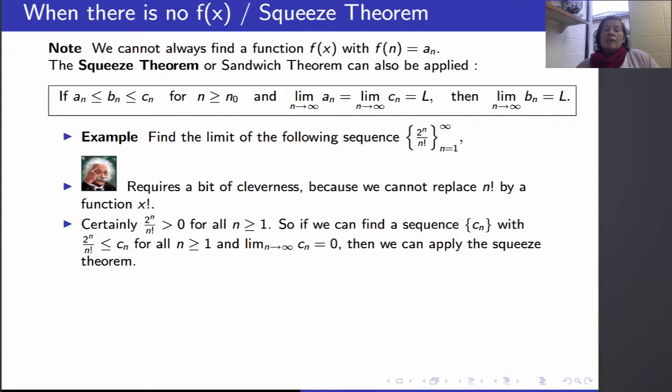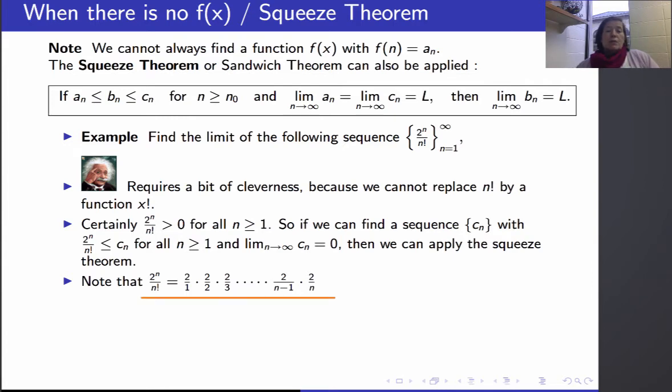2^n / n! is certainly bigger than 0 for all n greater than or equal to 1. So if we can find a sequence c_n where c_n is always bigger than or equal to 2^n / n!, and the limit as n goes to infinity of c_n equals 0, then we can use the squeeze theorem to show that the limit as n goes to infinity of 2^n / n! is 0. How might we find such a thing? Well, this really does require a bit of cleverness.